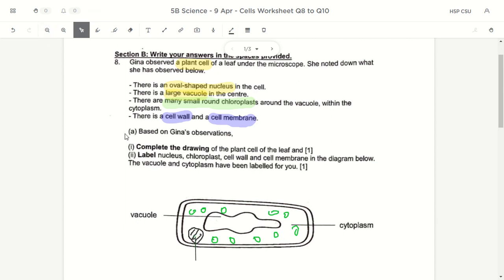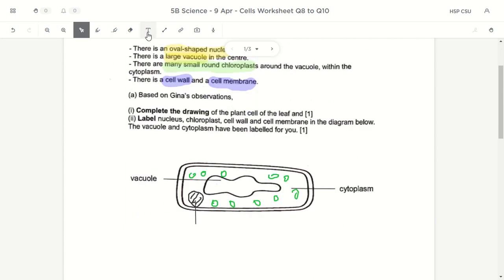So let's label the nucleus. So this is my nucleus. Nucleus, please make sure you spell it correctly. It is N-U-C-L-E-U-S. Okay, so this is nucleus. Now we do the same for cytoplasm. Got your nucleus. Now let's talk about chloroplast. So this is your chloroplast.